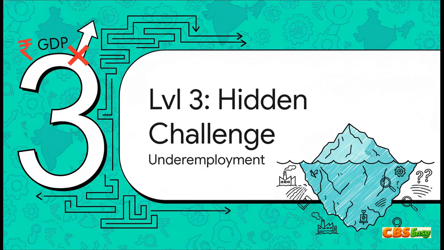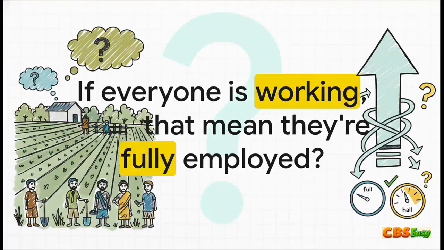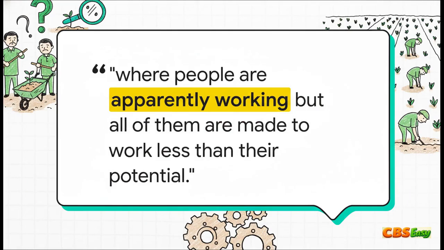But now, for level 3, we're facing a hidden challenge. It's something you can't really see just by looking at the numbers. It's called underemployment. So let me ask you this. If you look at a farm and see 5 people working hard, does that automatically mean all 5 of them are truly needed? Does being busy always mean you're being productive? The answer is, well, not really. And here's the official definition.